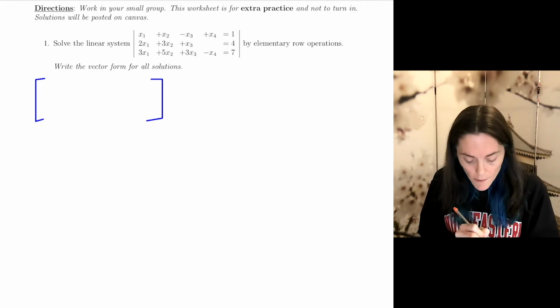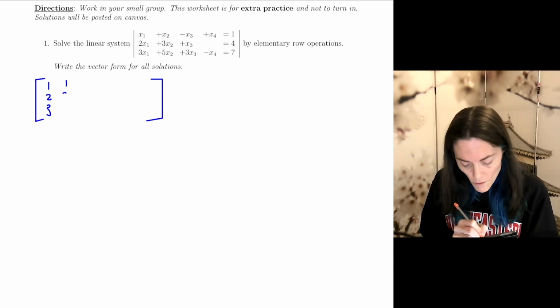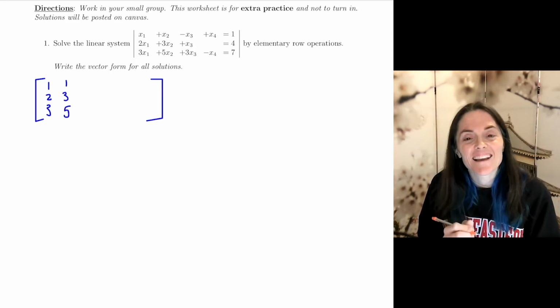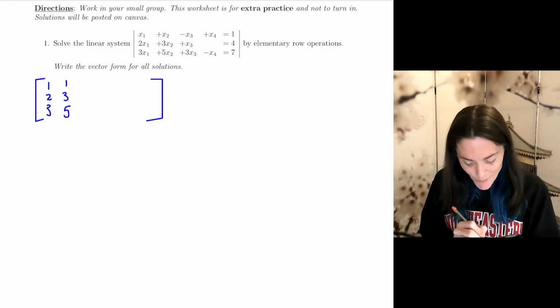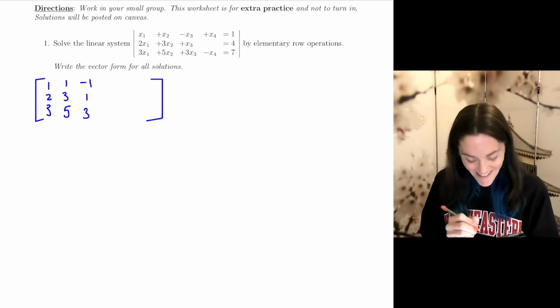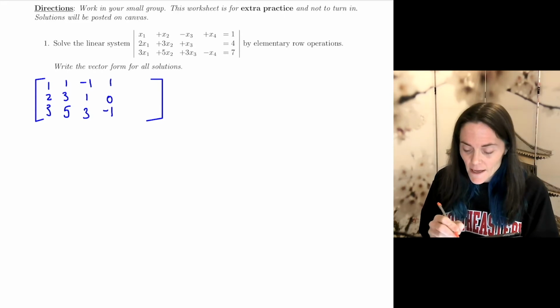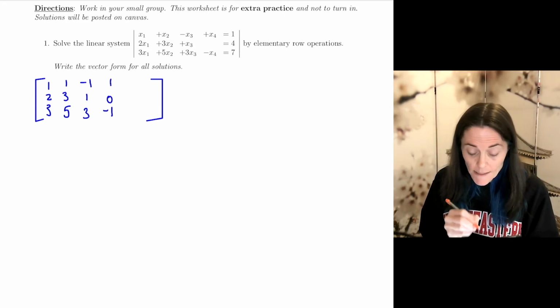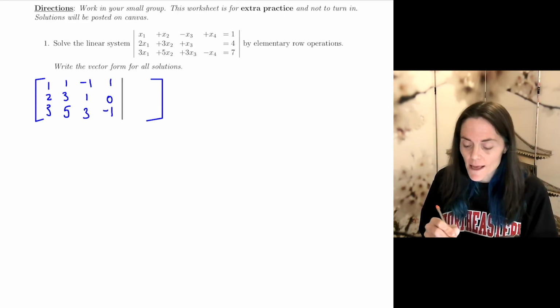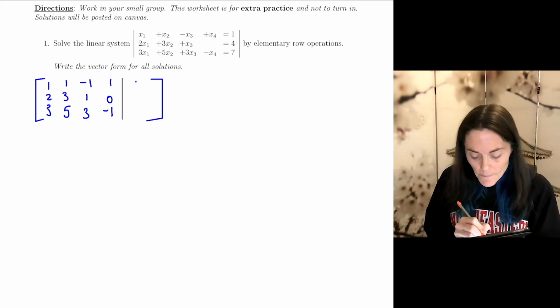Well, in the first column, we see 1, 2, 3. And the second column, we see 1, 3, 5. Then we have -1, 1, 3. Then 1, 0, -1. And then finally, it's augmented. And so for our last column, we have 1, 4, 7.